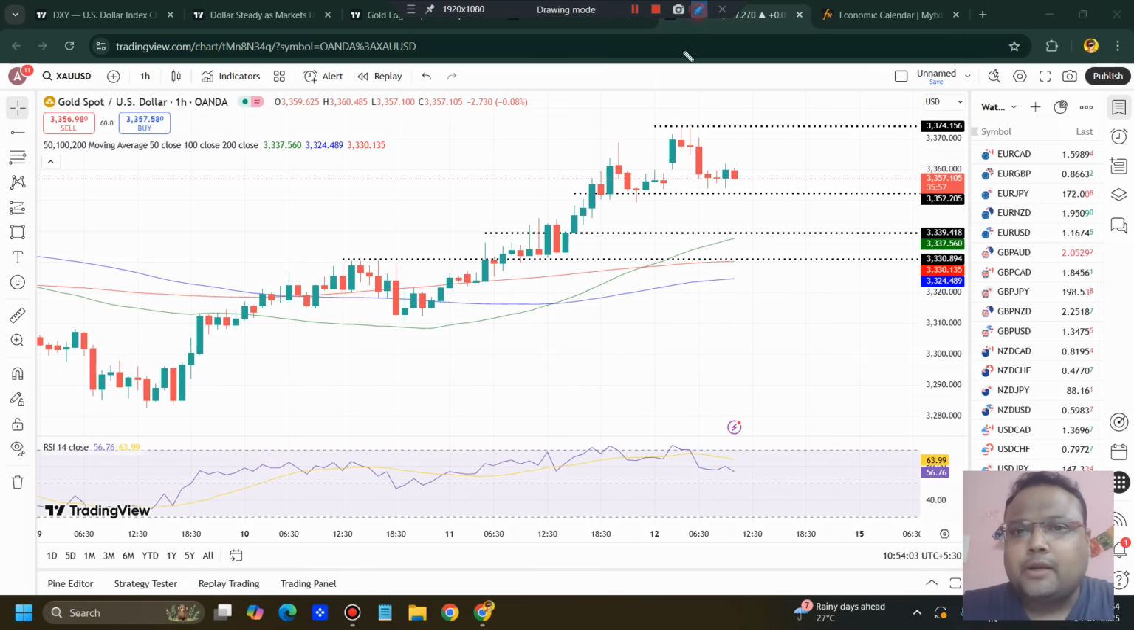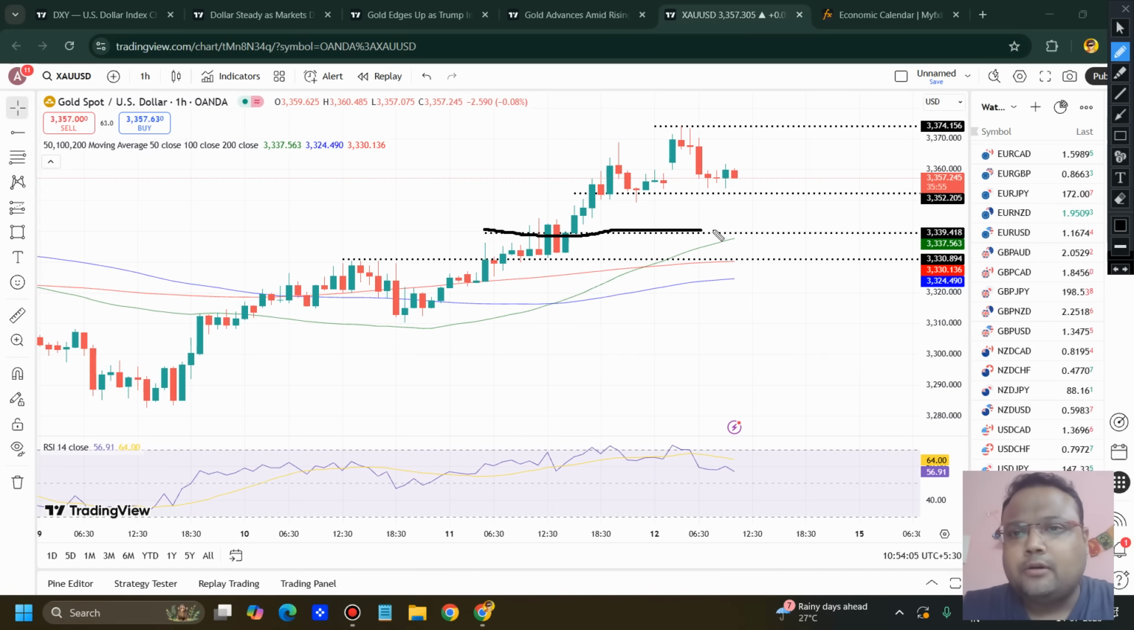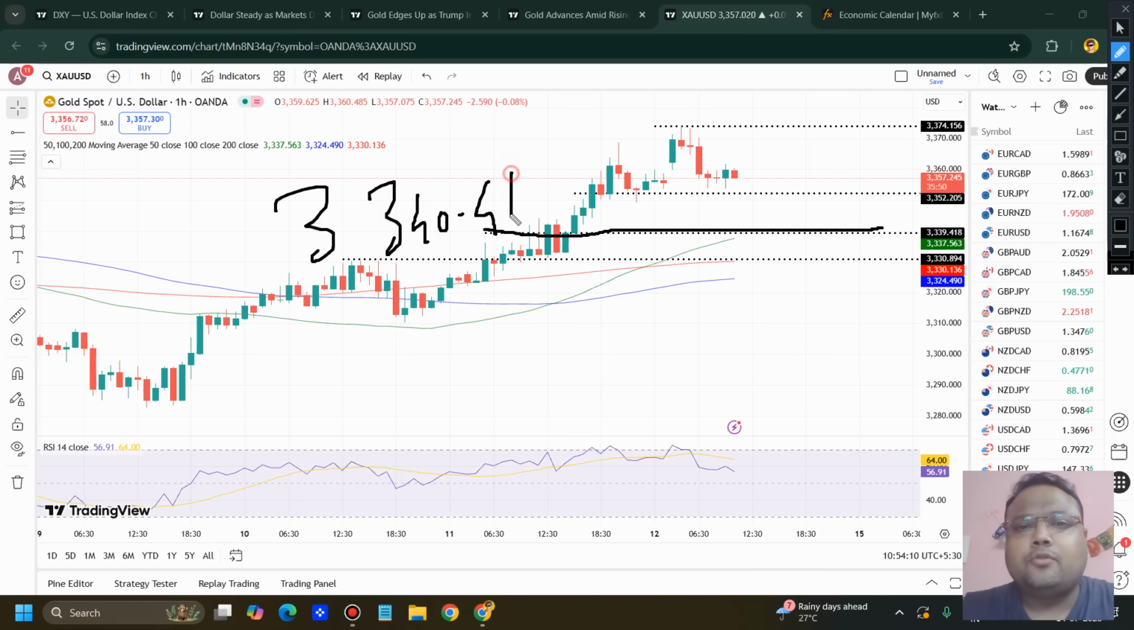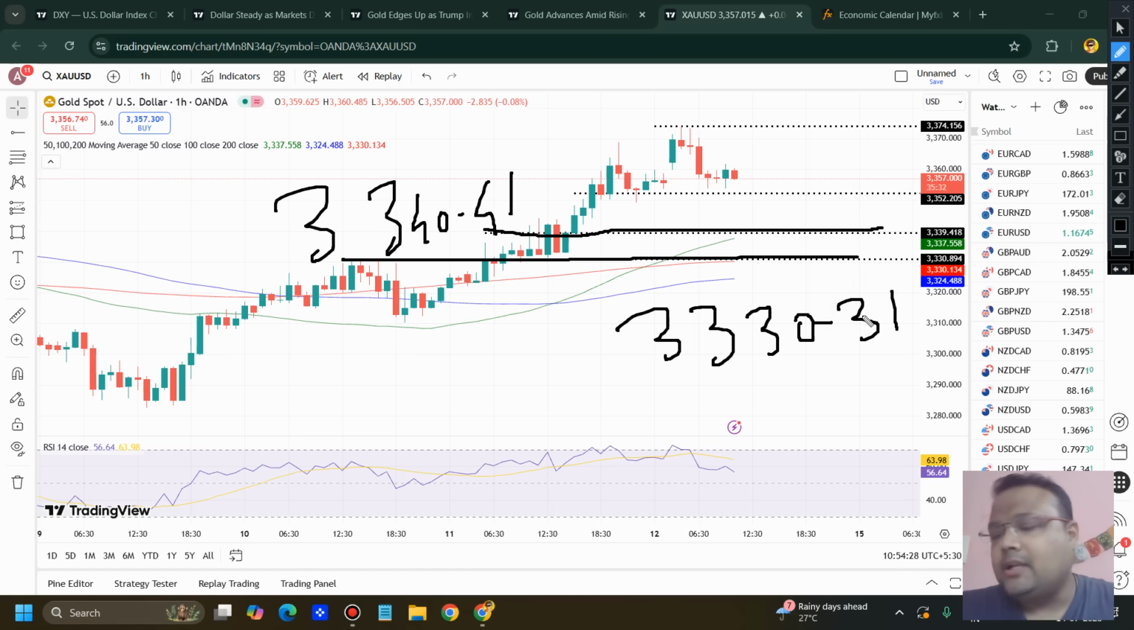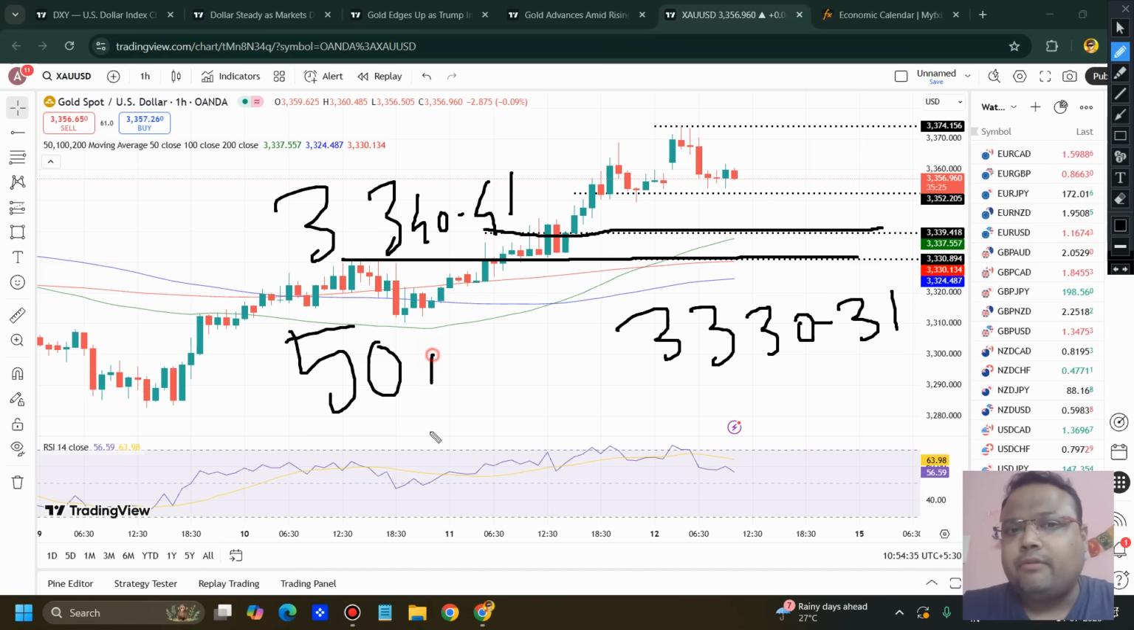So during the day, if the market drops, we can look for the next support around this particular level, which is 3340-41. Why are we looking for support or a bounce around 3340-41? Because the previous resistance will be working as support here, and the second level is around 3330-31. These are the two levels on the chart of gold where we can look for a quick, minor bounce of 50 pips.